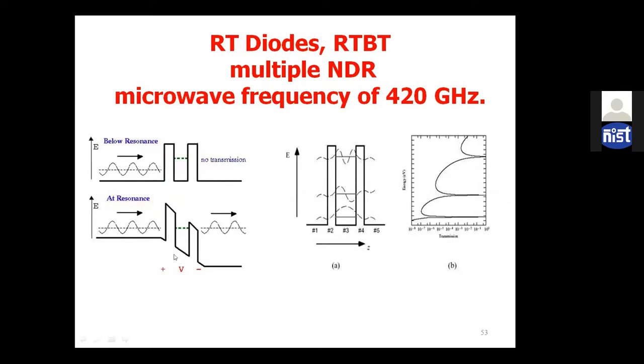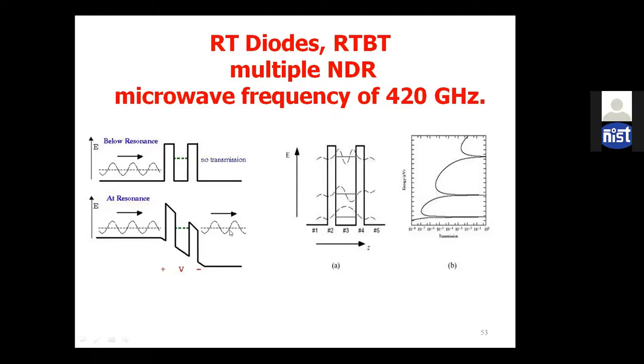When you apply field, as per the concept, the potential will tilt. As the potential tilts, that energy level also changes. As the energy level changes, there is a point at which the incident electron energy matches that of the quantum well's discretized energy. And once this energy matches, this is called resonance. At resonance, you can get maximum current at the outside of the second barrier, which gives the maximum peak current.